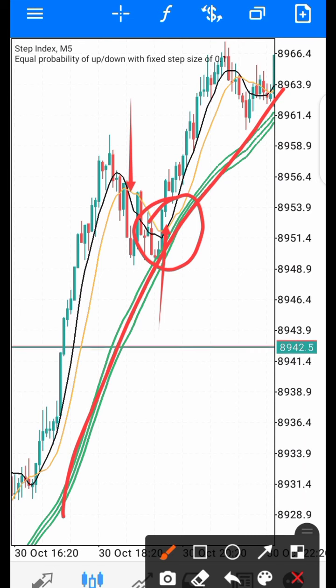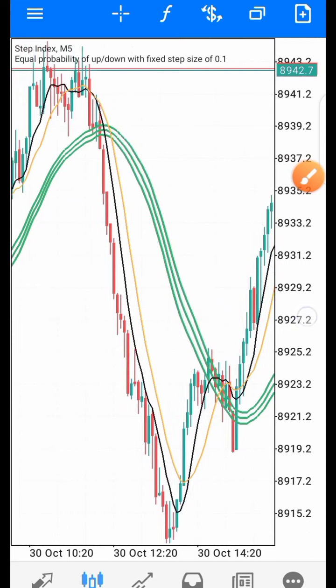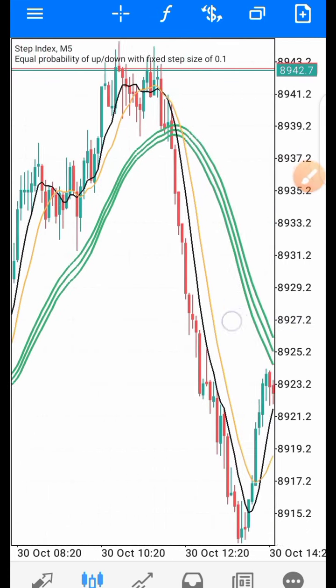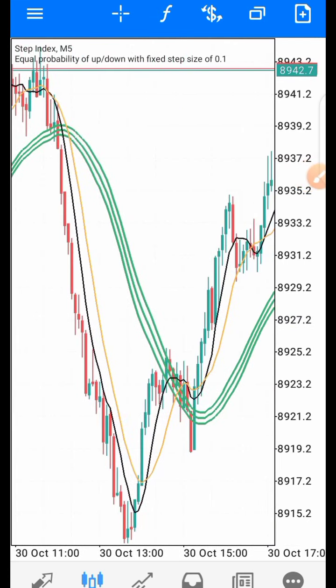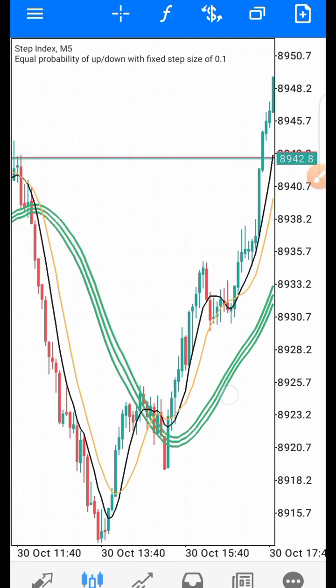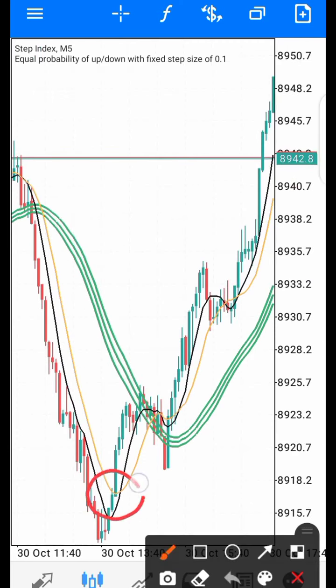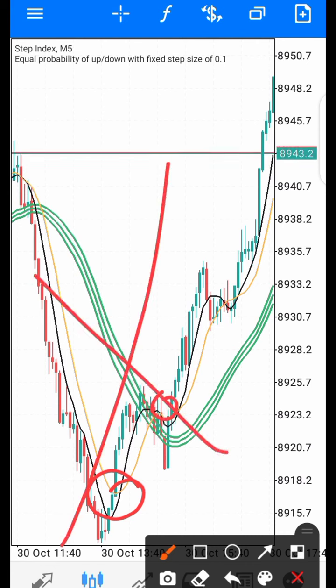If it's above the Bollinger band, that means you are buying. If it's below the Bollinger band, that means you are selling. Take note of that. Don't go against the trend. You understand? Like now, you can see the first cross happened below the Bollinger band, and the second one happened above the Bollinger band. It is invalid. You should not take that.